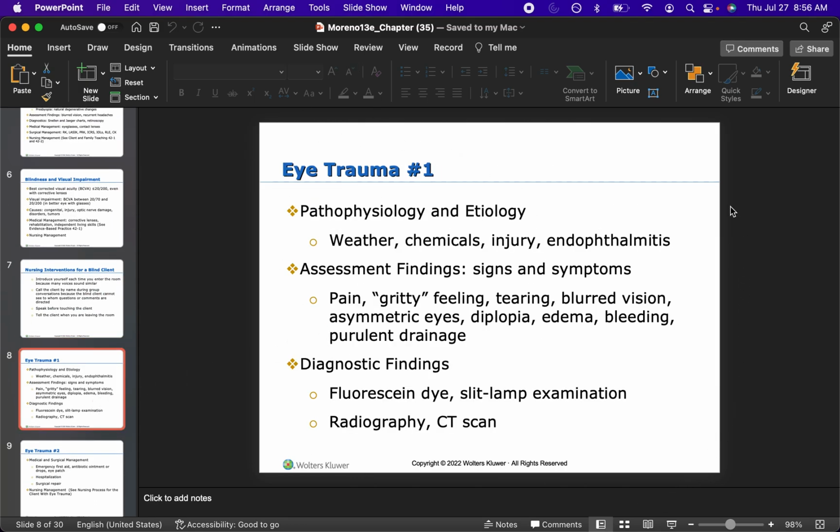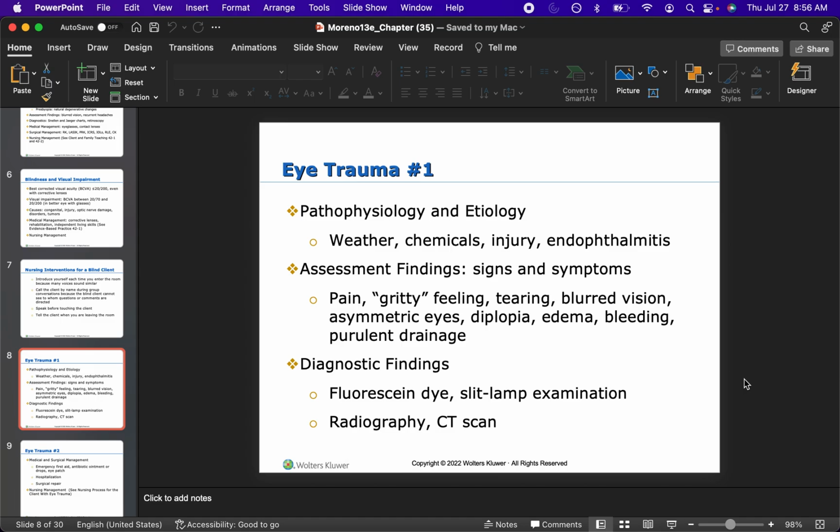Eye trauma. So this is literally any type of trauma that can happen to the eye. Could be something like you get something in your eye, weather changes, injury, anything like that. So usually there's pain associated with it. Some people, if they get sand or something in their eye, there's a gritty feeling every time they blink. Tearing, blurred vision, asymmetric eyes, diplopia, edema, bleeding, and purulent drainage.